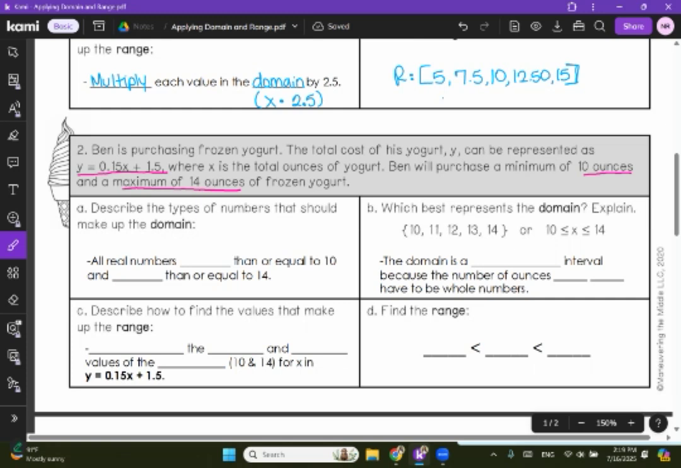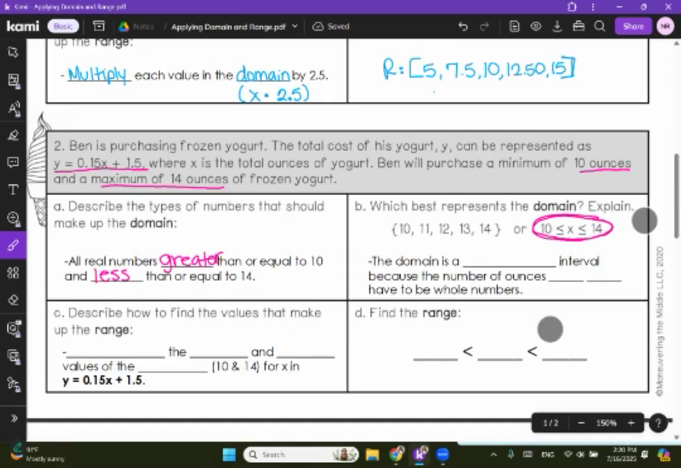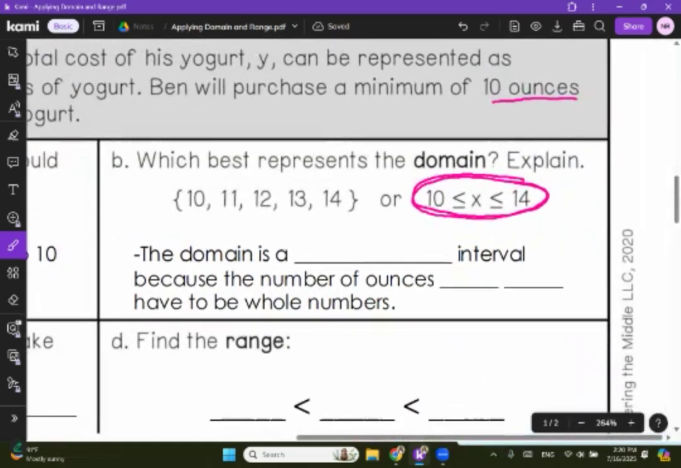All real numbers greater than or equal to 10, but less than or equal to 14. Which one would best represent the domain this time? Because we can have a decimal amount of ounces, we would go with the inequality, we would go with the interval, right? And that is because the domain is a continuous interval, because the number of ounces do not have to be whole numbers.